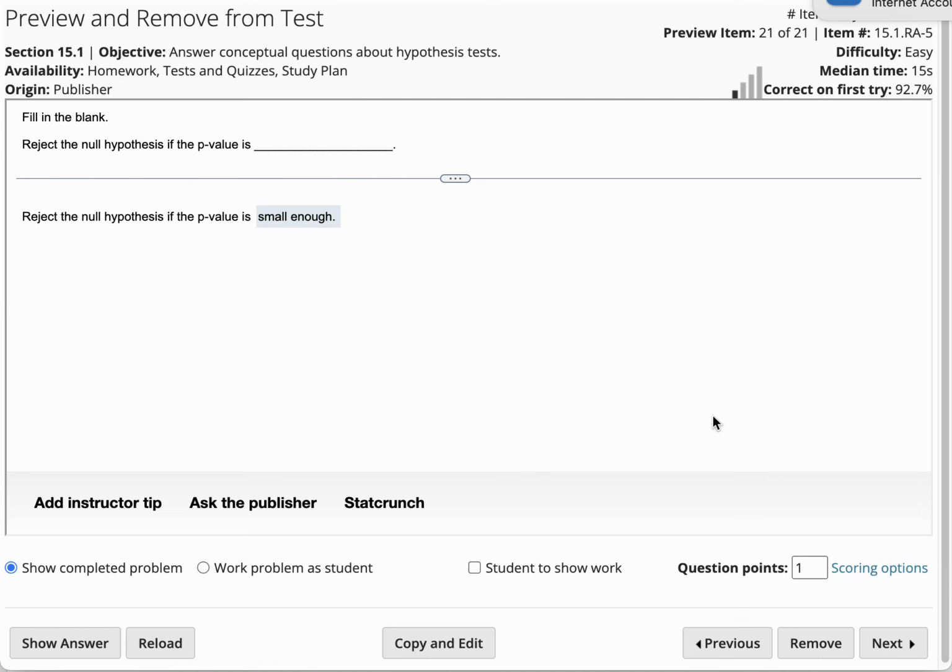The last problem. Reject the null hypothesis if the p-value is what? Small enough. That's what you would pick from the drop-down menu.